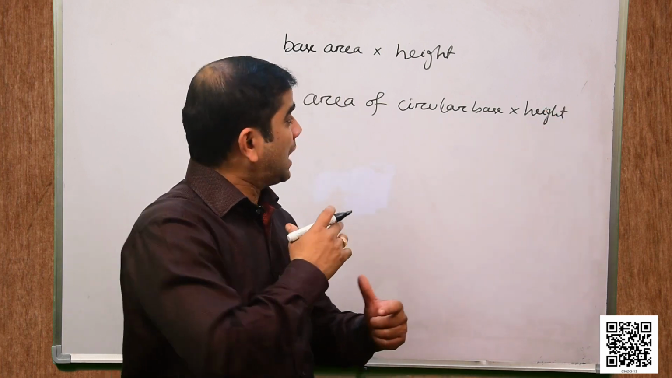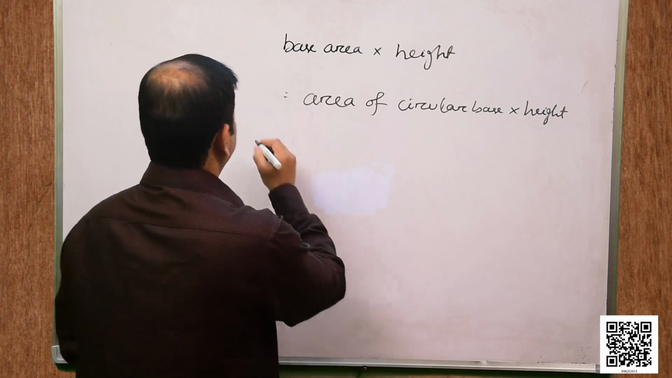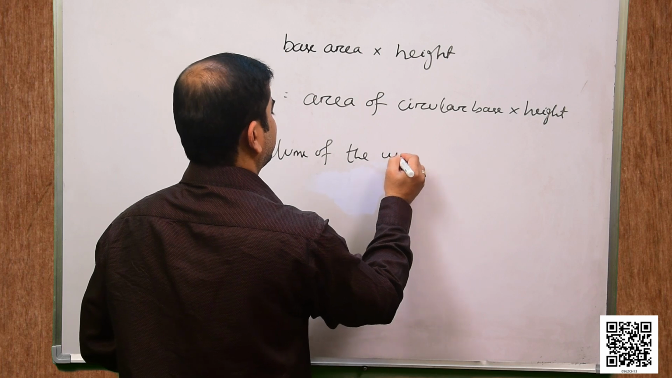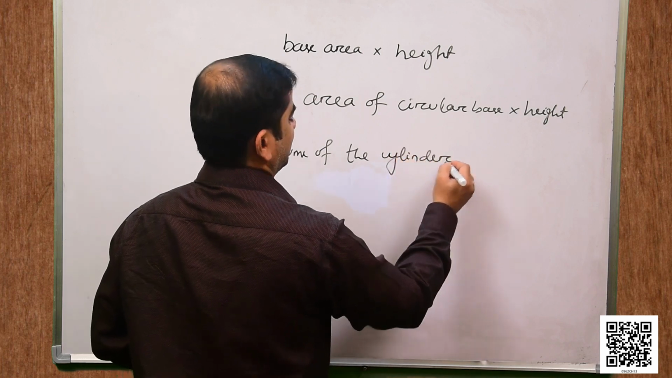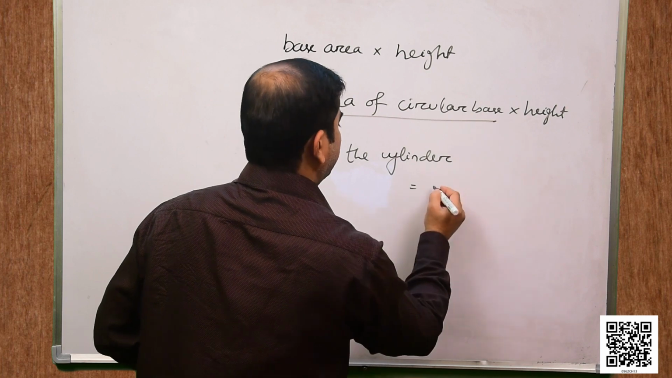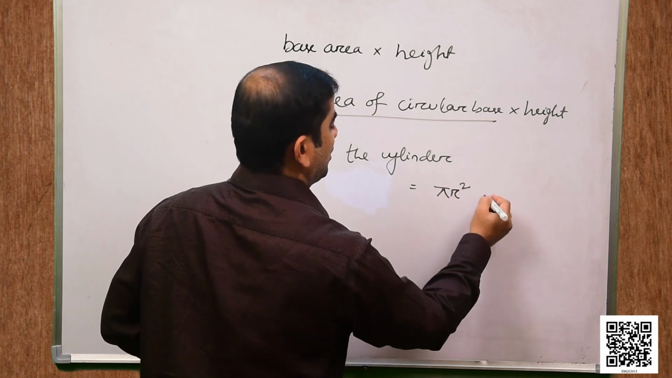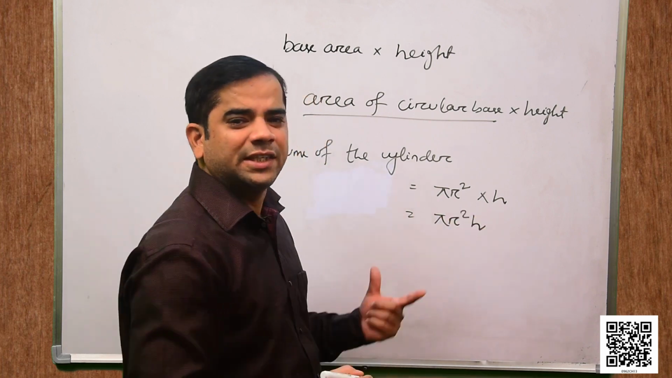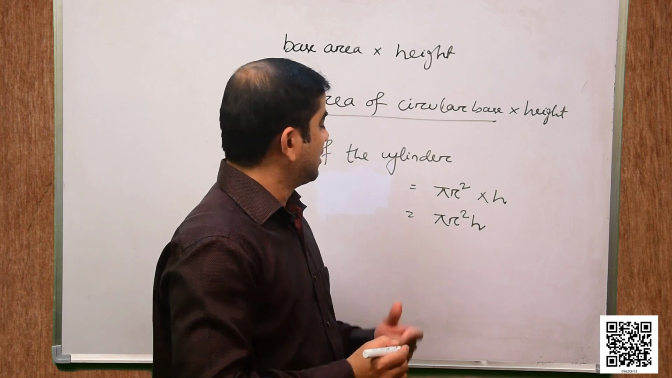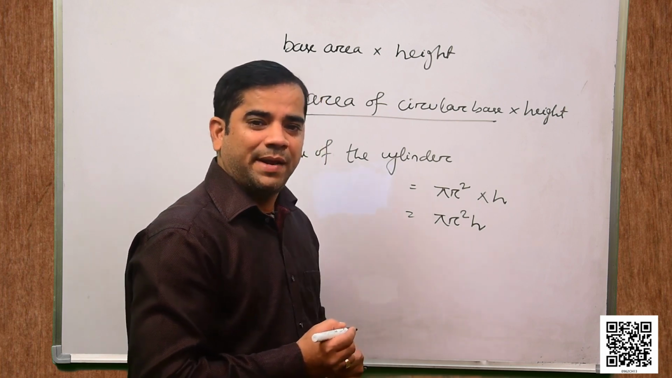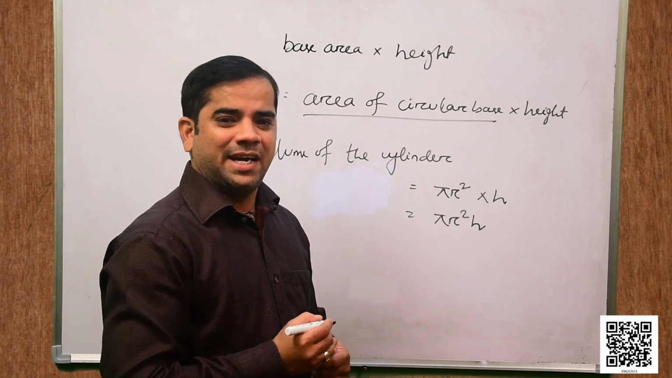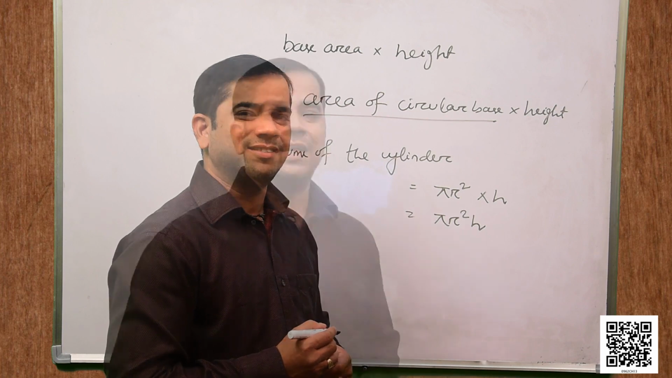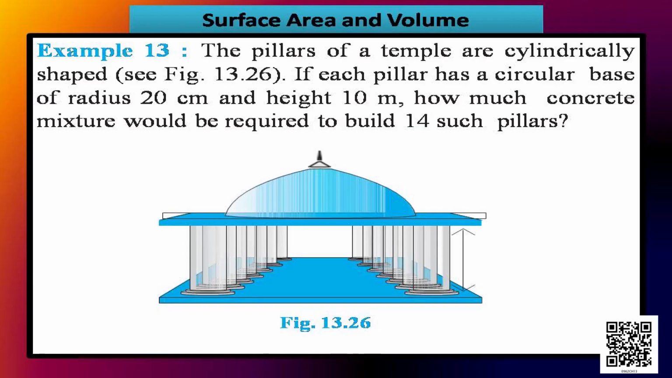Okay, so what should be the volume of the cylinder then? Volume of the cylinder is equal to area of circular base, pi r square, into height. So pi r square h. So this is the formula for finding out the volume of a cylinder, which is having r as its base radius and h is the height of the cylinder. Hope you understand.